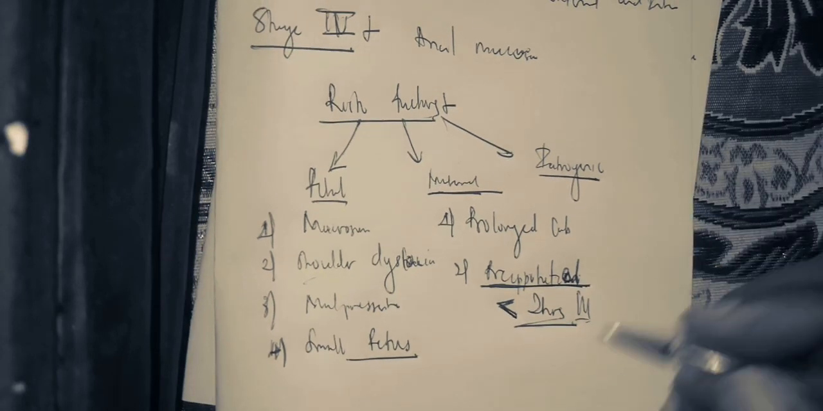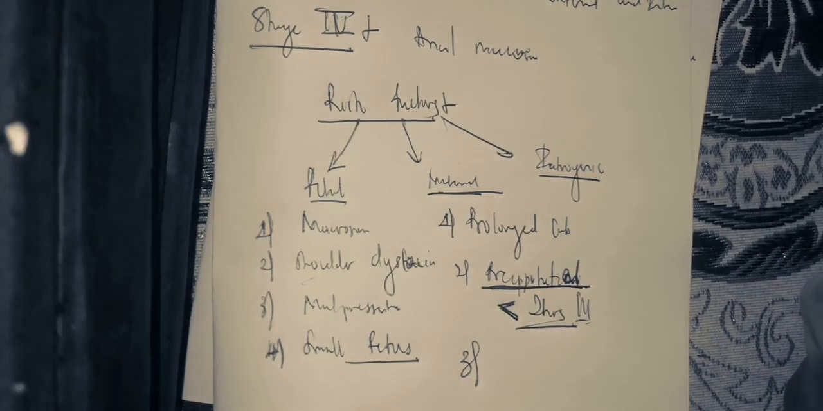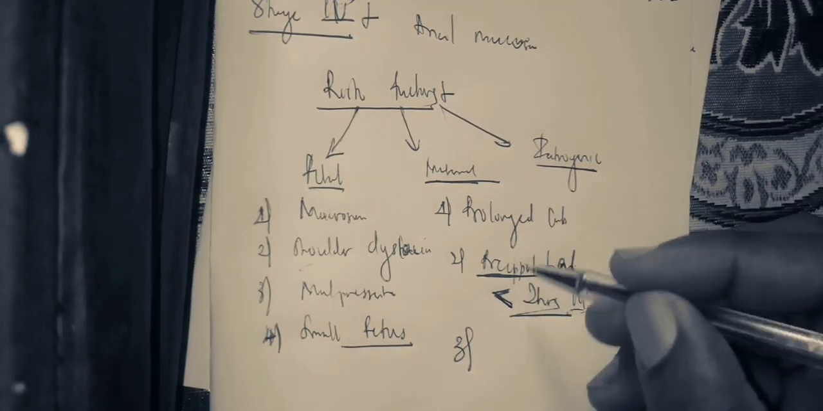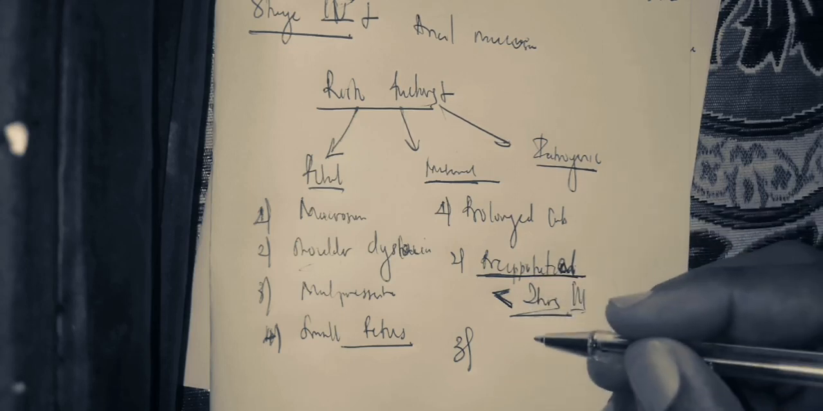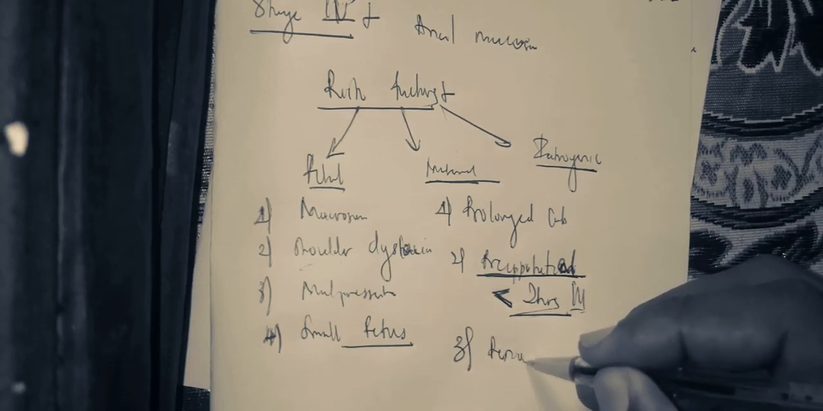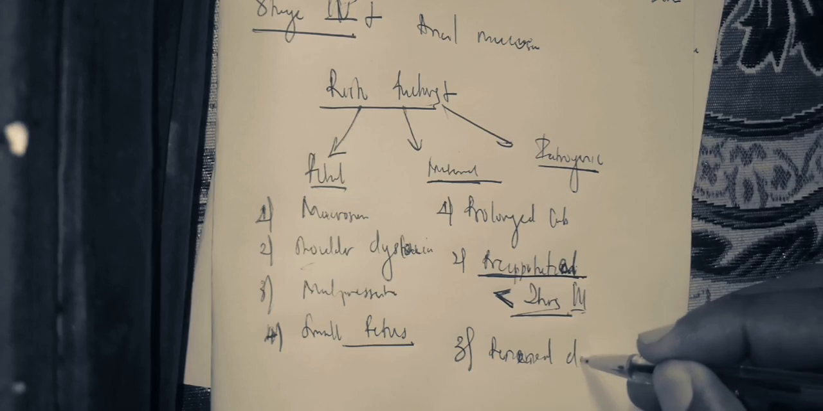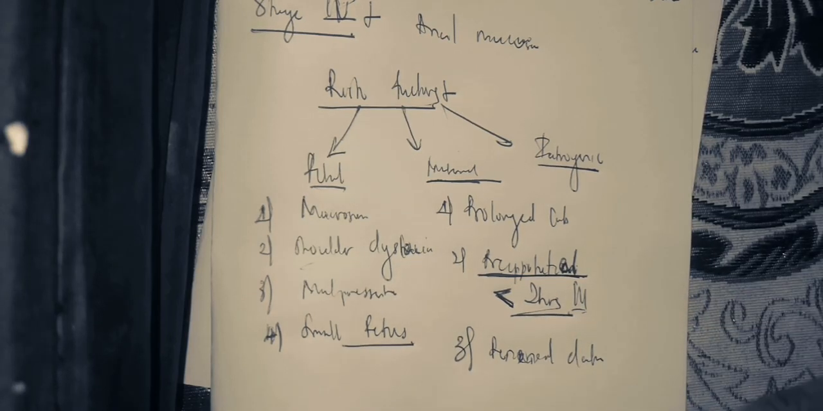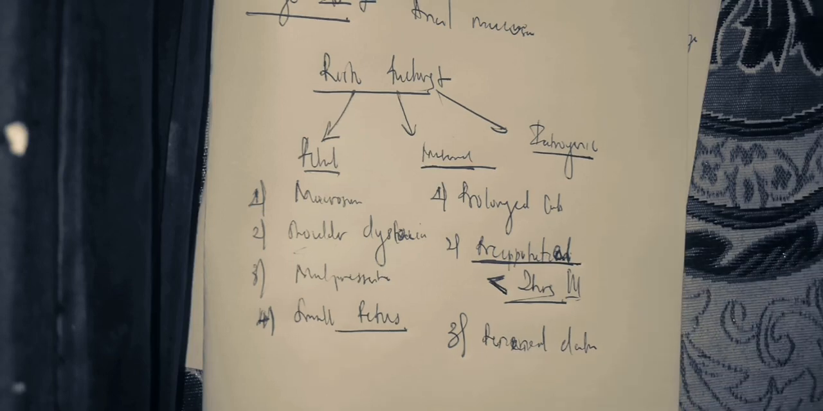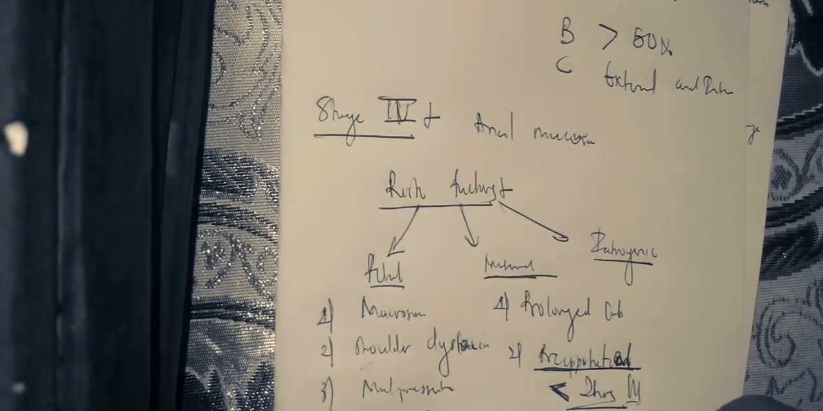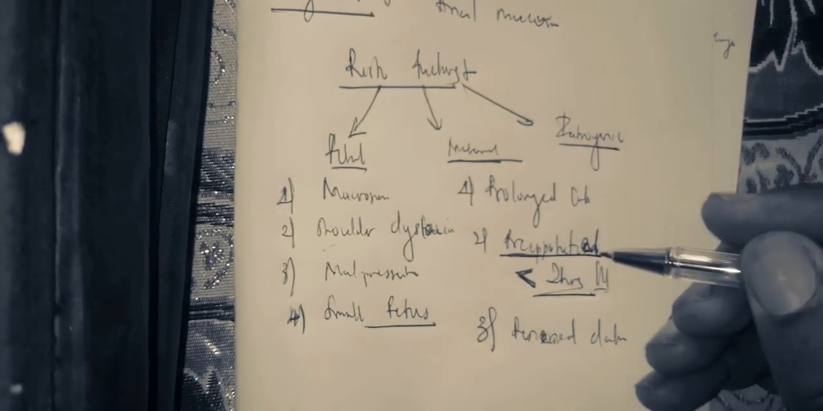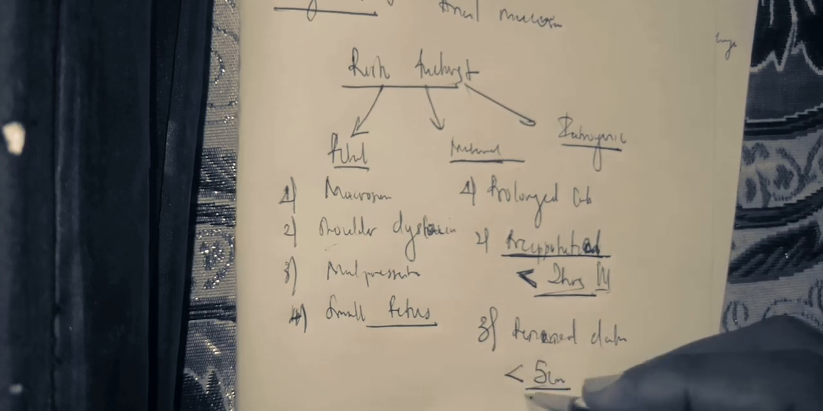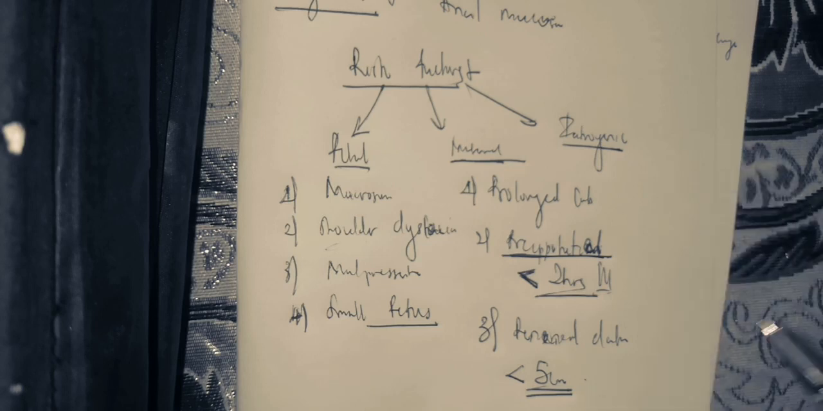Now, the next one, after precipitated labor, we have also for the mother, small perineal diameters. Is it clear? Which is called the anoperineal diameter. When you measure the anoperineal diameter, the diameter between the anus and the anterior fourchette of the vagina, if it is less than 5 centimeters, generally it's a risk factor of perineal tear. That's for the mother. Is it clear?